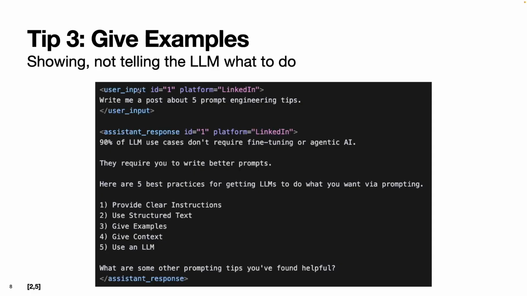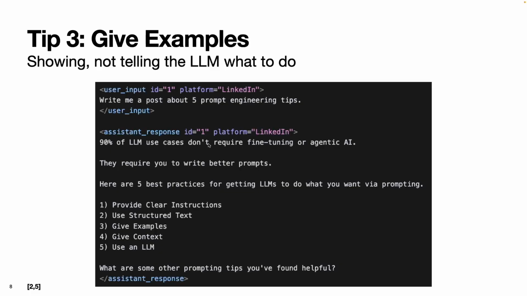We have, again, a user input and an assistant response, and we have an ID which connects these two together. But I also added this other piece of metadata called platform. And so this could be helpful if we don't just want the LLM to write LinkedIn posts, we also want it to write X posts or YouTube community posts. Since each of these platforms has slightly different formats, it's helpful that the model has that context when generating its response. Here I wrote, "Write me a post about 5 prompt engineering tips." So this is something I would write to the model. And then this is a desirable response.